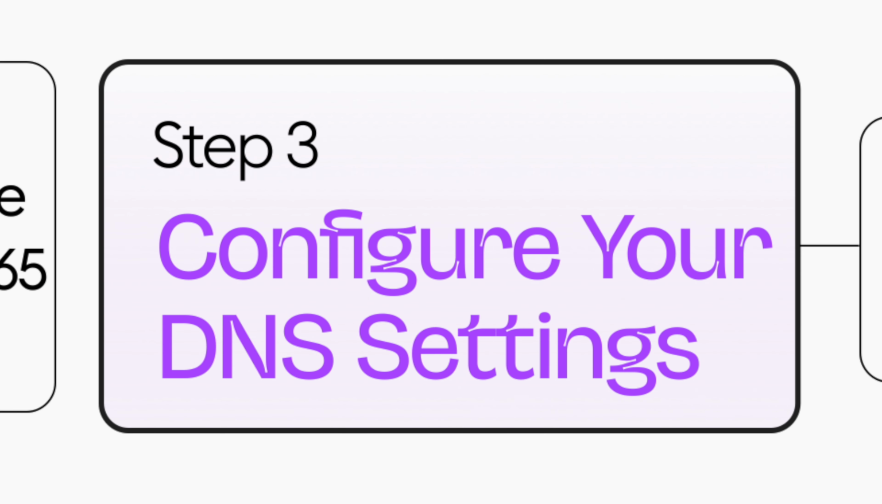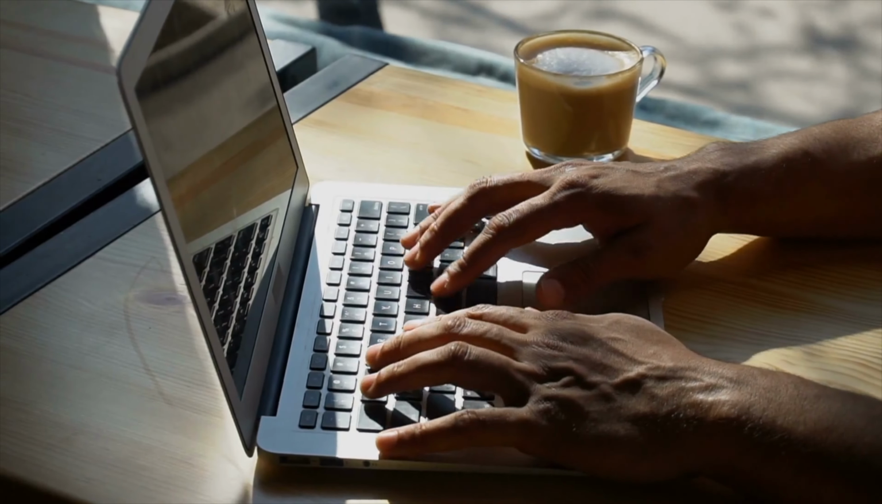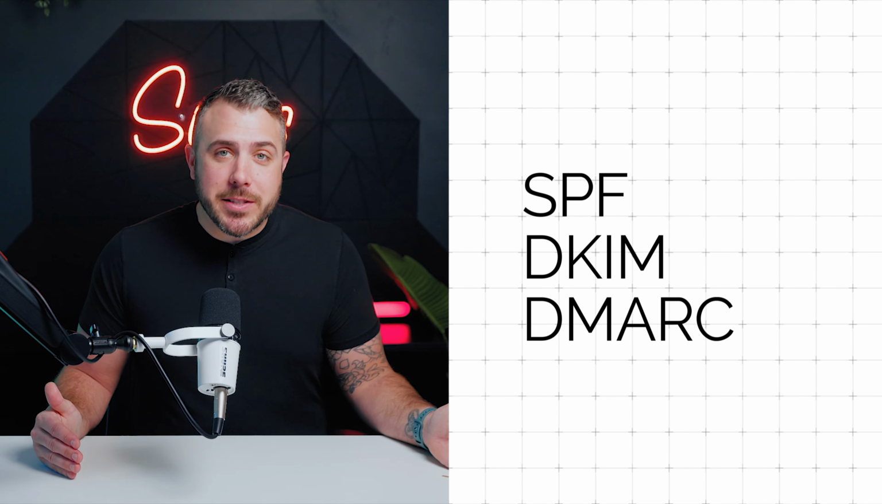Step 3, configure your DNS settings. Yeah, I know this part sounds technical, but don't skip it. It's the most important step for keeping your emails out of spam. You need to set up SPF, DKIM, and DMARC records. Trust me, it's not that hard. These basically tell email providers that you're legit and not some random spam bot.